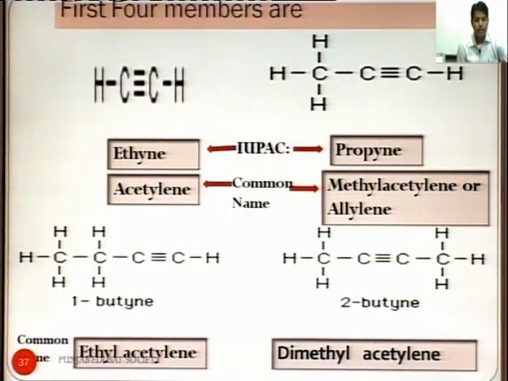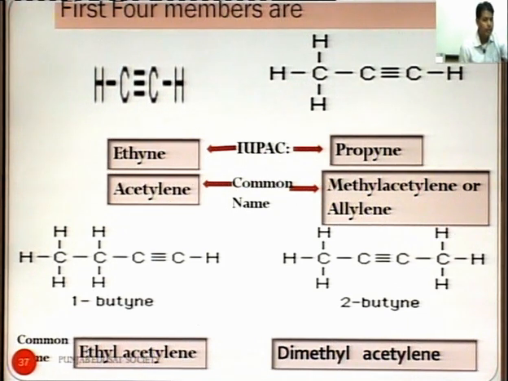For example, the first member is ethyne. In carbon there is a triple bond. So, the first member is ethyne, 2 carbon, the word root is eth, and for the triple bond the primary suffix -yne is added: ethyne. Another member is propyne. So, prop means 3 carbon and -yne is the primary suffix, so propyne. Common names are acetylene for ethyne and methyl acetylene for propyne, or it is also called allylene.